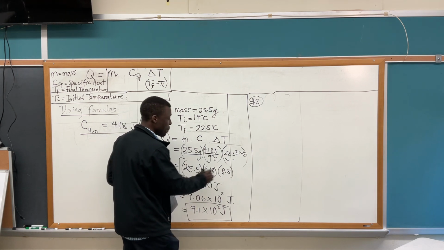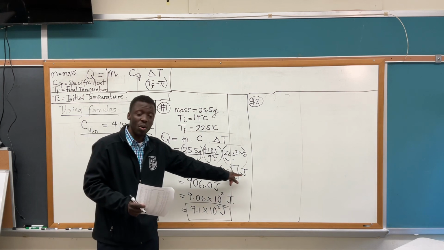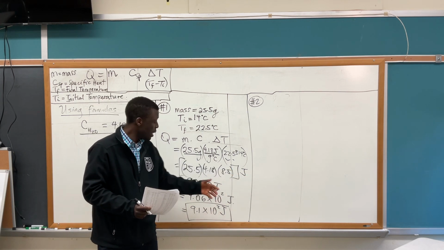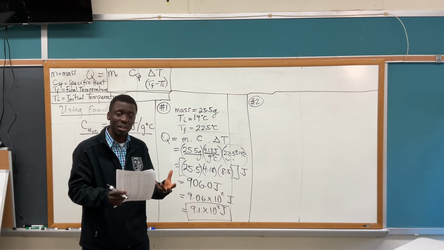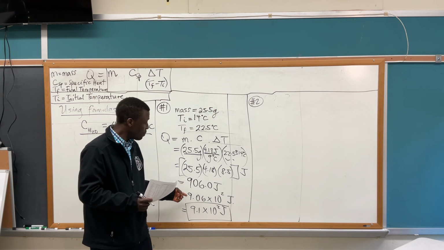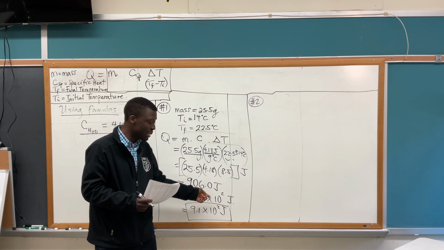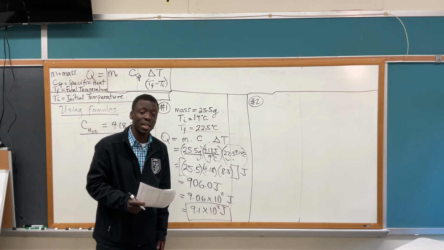Now, just for time purposes, I am not writing all the units again all over there. We know what our final unit is going to be is joules. And so we go ahead and multiply all these out, right? It's good to have a notebook and a calculator handy as you do these problems. And then you have 906 joules, which is the same thing as 9.06 times 10 to the second joules, or 9.1 times 10 to the second joules.